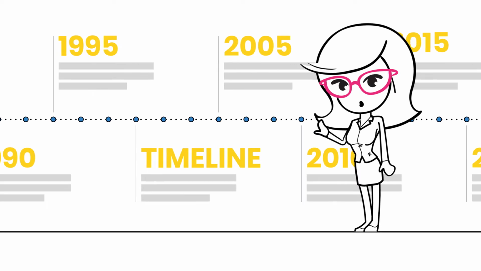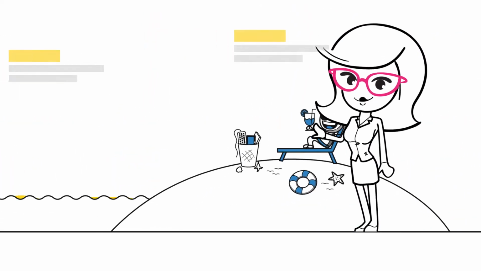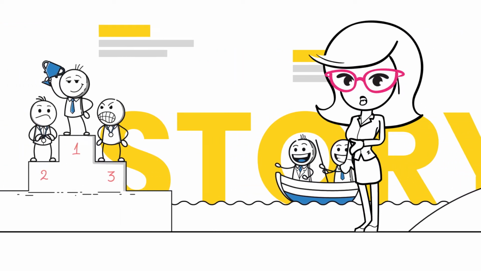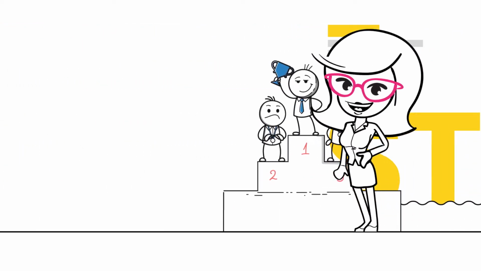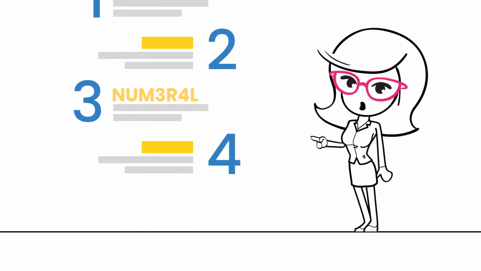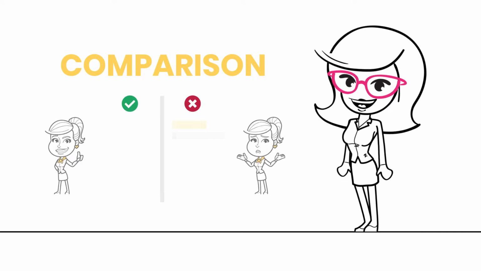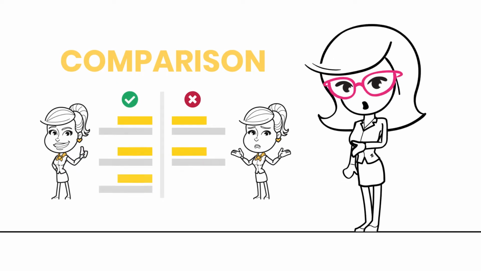Should it be a timeline which shows important benchmarks over a specific period of time? Or formulated like a story which presents an introduction, body, and conclusion? Another good way to present your content is with a numeral or an alphabetical order. If the topic allows, you can structure the content as a side-by-side comparison.